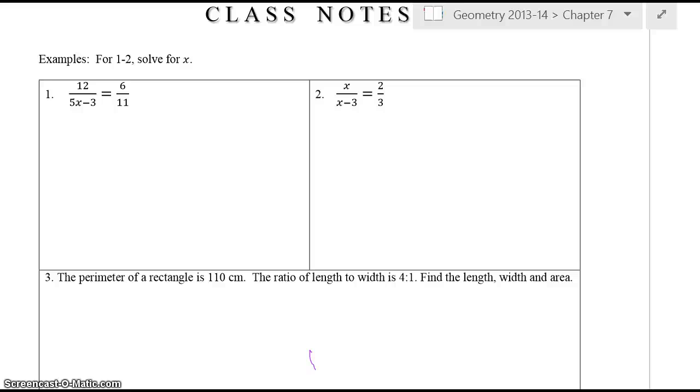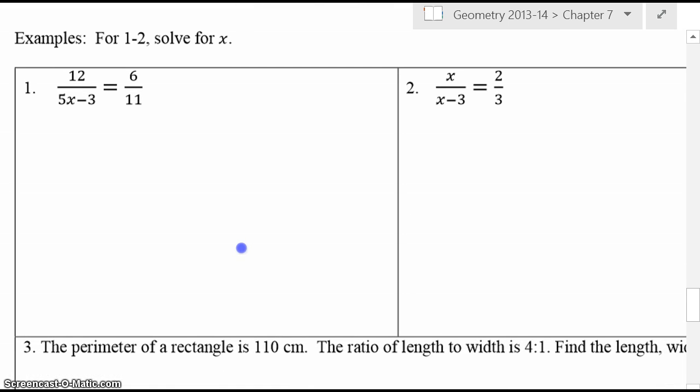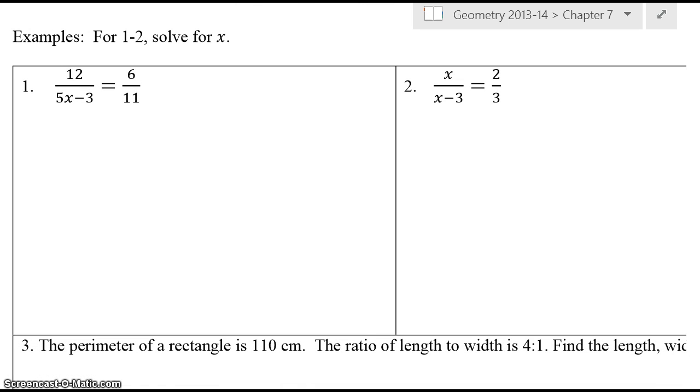Okay, so we are continuing to solve proportions. Proportions are just two ratios set equal to each other. Okay? Now, if you look at 1 and 2, the difference between what you did last night and what we're doing today is that there's not just one number or one term in each corner.